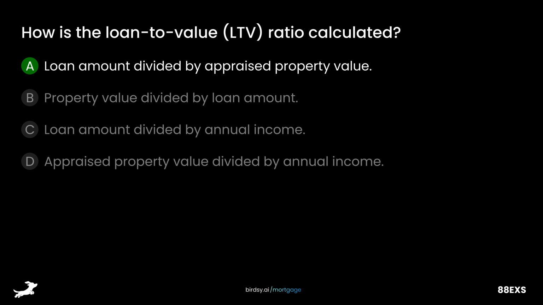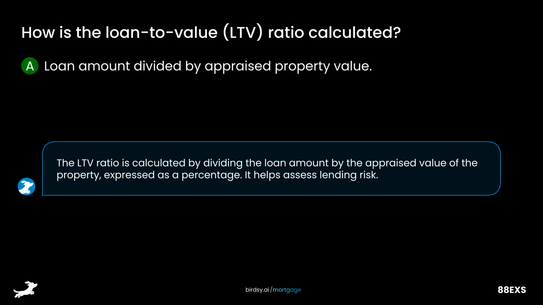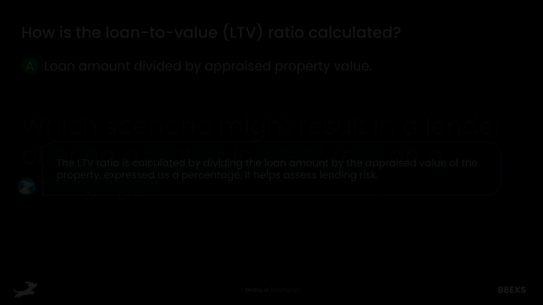The answer is A, loan amount divided by appraised property value. The LTV ratio is calculated by dividing the loan amount by the appraised value of the property, expressed as a percentage. It helps assess lending risk.